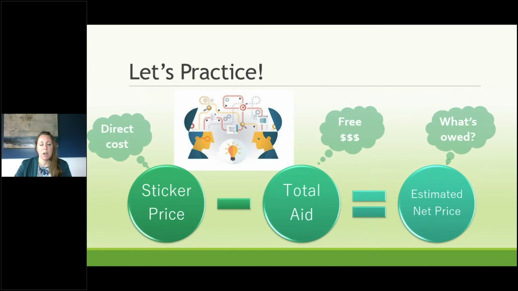So again, we're going to look at some award letters now, where we're looking at the sticker price. We're going to subtract the aid, just like we did in the example in the last slide. And then we're going to see what is owed. So in this case, we're just going to look at the free money. We want to know how much they're going to have to take out with student loans or fill the gap, however they're going to fill the gap.